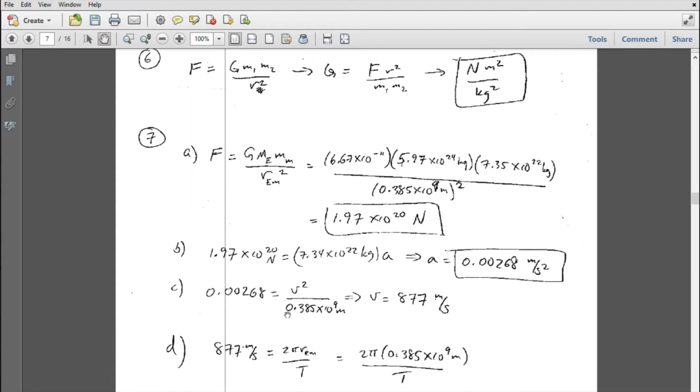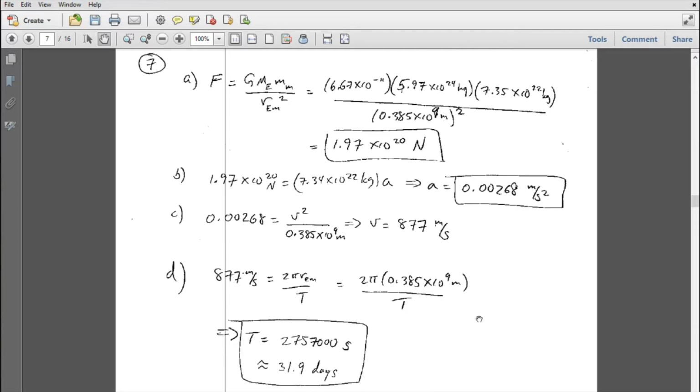Then for the orbital speed, because the moon's in uniform circular motion, that acceleration is equal to v squared over r. So plug in r, and you can then take a square root and get v. And finally, to get the orbital period, if we know v, we know that v is equal to 2 pi r over T. That's the old distance over time trick. So plug in the r.